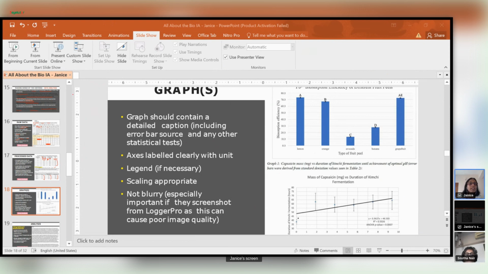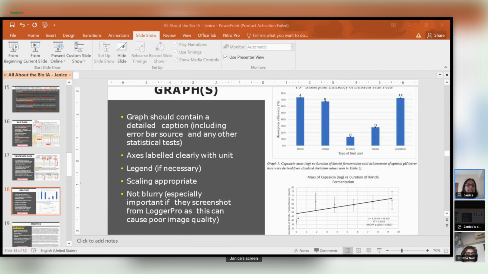The graph should contain a caption. Can you see? If you don't put a caption, the examiner doesn't understand, and there will be a reduction in the marks. So the graph should contain a detailed caption. Axes should be labeled. Most of the children don't label the axis. Also the unit should be there. Here there is no unit because it is the type of fruit peel. But if there is capsicum mass, how has it been measured? In milligrams, so the unit has to be there.